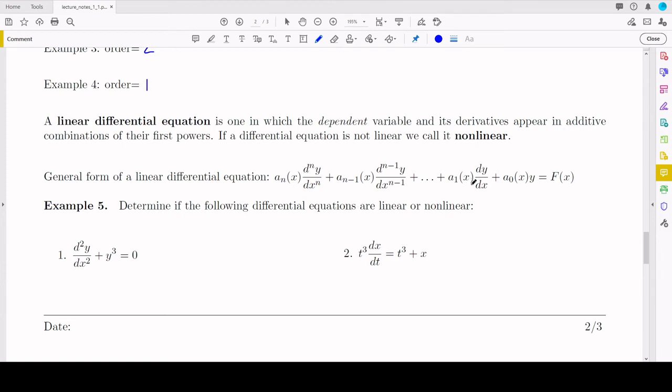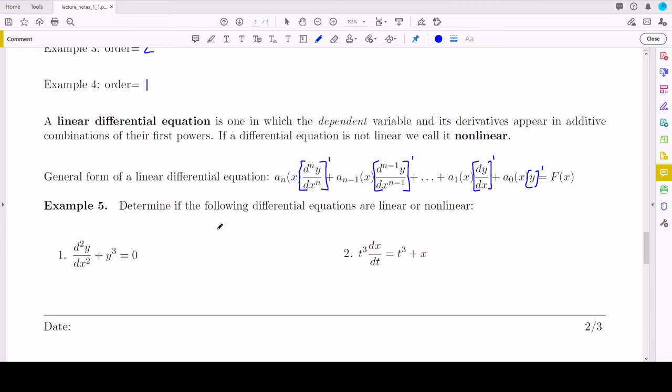So this looks very complicated, but basically what we see here is that we need to have first power of any derivative. So we can see that the nth derivative is to the first power. The n minus first derivative is to the first power. And then we see that the derivative is to the first power. And then finally, we see that the function itself is to the first power, and it's all being added together. So that's the additive combination.